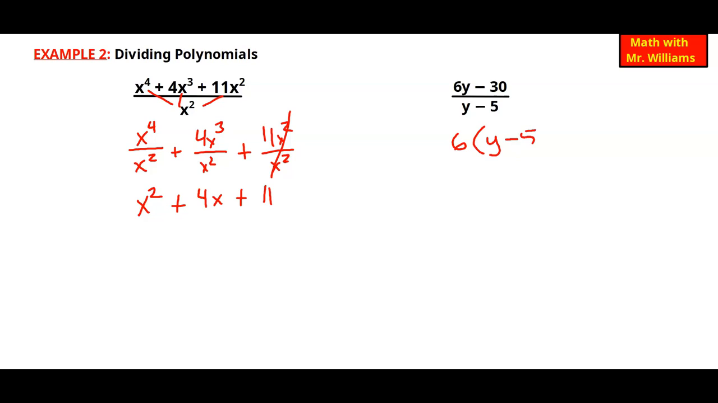Now that we've done the top, we can quickly see that the bottom also has a y minus 5. And so those are just going to cancel out completely, giving us our answer of just 6.